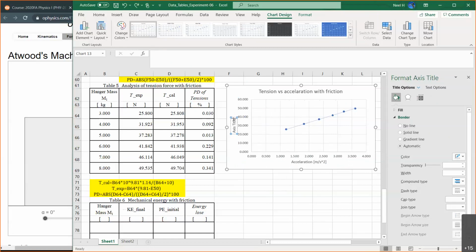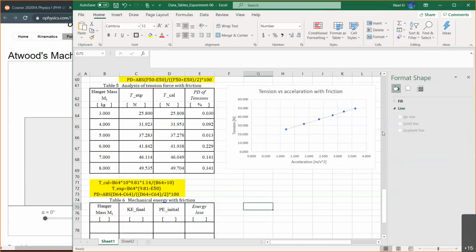Right, you can just undo that one. This should be force of tension. Tension force unit should be Newton. Now let's do a little bit of analysis with the graph.